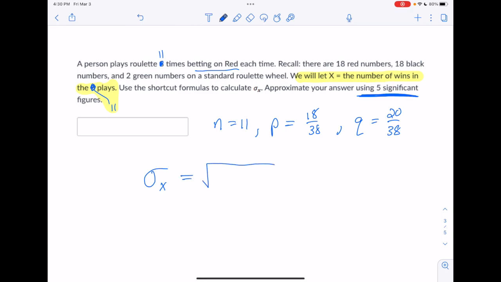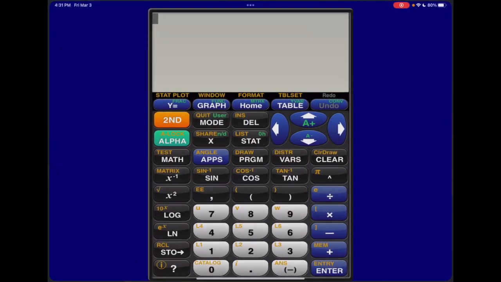So they said to use the shortcut formula, and when you're in an NPQ situation, the shortcut formula for standard deviation is the square root of n times p times q. So we want the square root of n, 11, times p, 18 over 38, times q, 20 over 38. One of the key things to getting this right is to make sure that you get all 3 numbers inside of the square root. So let's take a look at that in the calculator side of things.